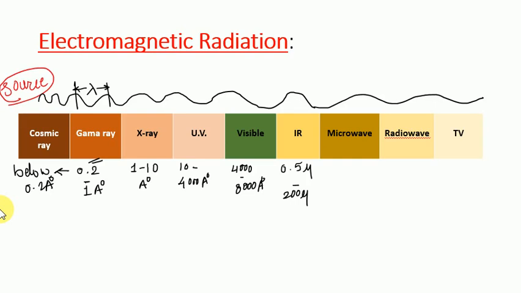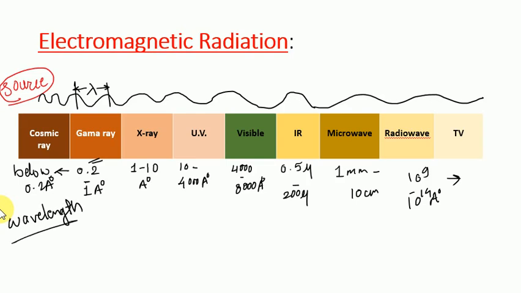Then microwave ranges from 1 mm to 10 centimeter. Then radio waves are 10 raised to 9 to 10 raised to 14 angstrom, and beyond that is TV radiation. So this is the wavelength given for each radiation. The unit of wavelength is angstrom, nanometer, micron, centimeter, or meter, and we use it according to our convenience.